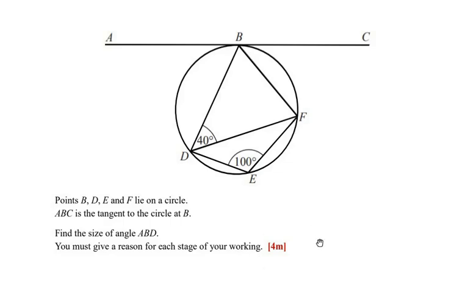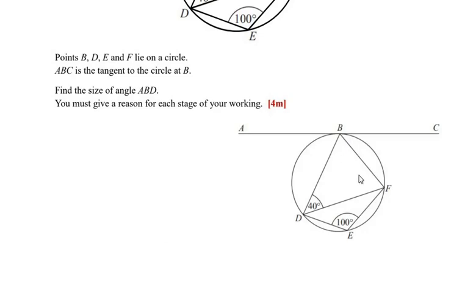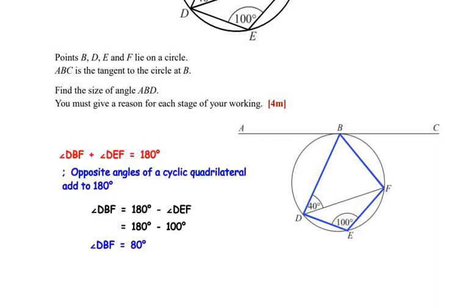Now let me consider this figure over here for easy reference. And let us consider the cyclic quadrilateral BDEF. Now this is a cyclic quadrilateral because all the vertices of this quadrilateral are on the circumference of the circle. And we know that the opposite angles of a cyclic quadrilateral will add to 180 degrees. So here angle B is opposite to angle E. We have written angle DBF plus angle DEF will add up to give us 180 degrees. That is, opposite angles of a cyclic quadrilateral add to 180.